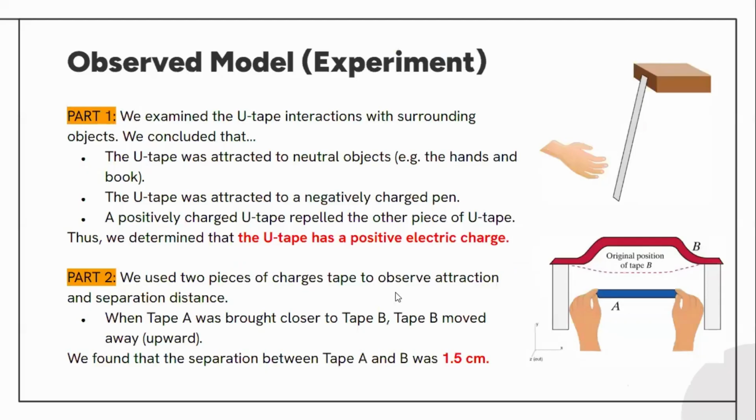Models with descriptions. Observed model. In part 1, we examined the U-tape and found that the U-tape was attracted to both neutral objects and a negatively charged pen. The tape repelled the other positive tape, indicating that the U-tape was positively charged. In part 2, we observed the separation distance and found that the resulting separation was 1.5 centimeters.